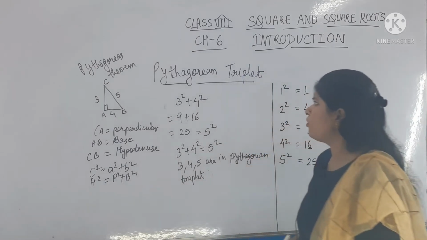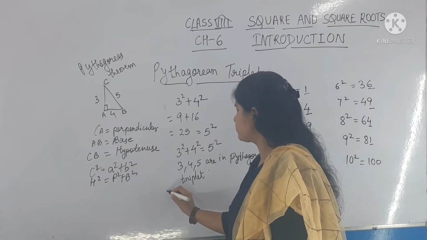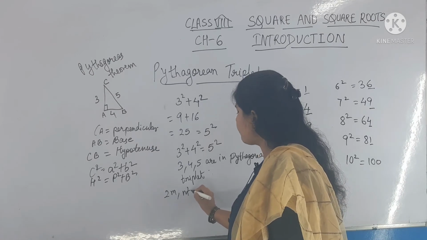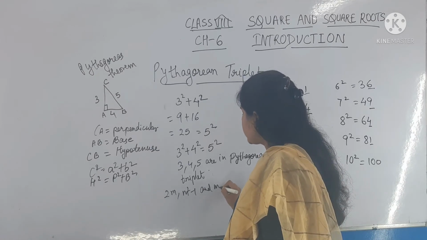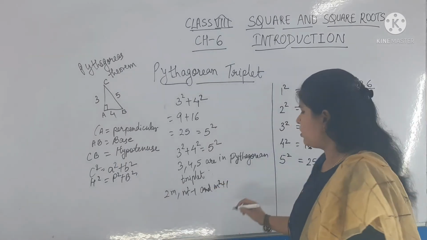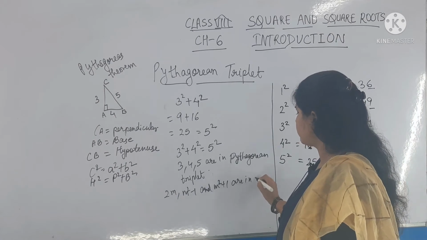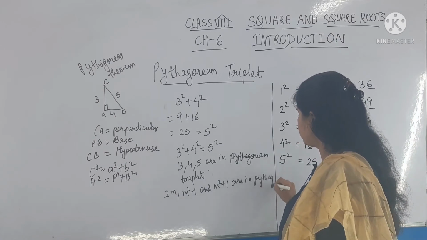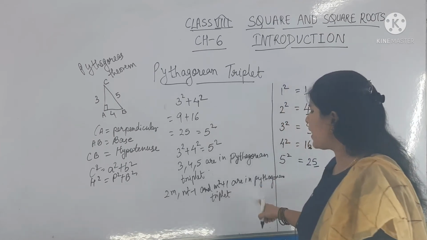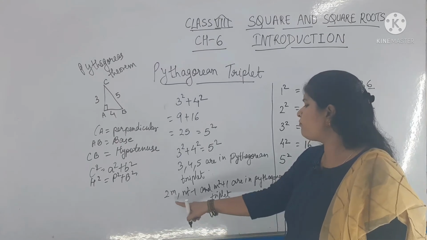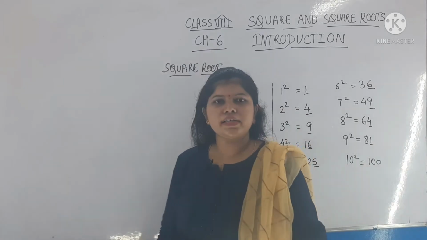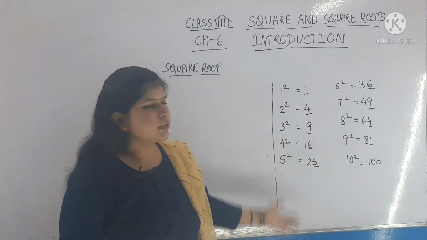Okay, for m numbers we have 2m, m square minus 1 and m square plus 1, which are in a Pythagorean triplet. If it is given that it is a Pythagorean triplet, you can find the numbers also. Now the next topic is the square root. We are over with squares.